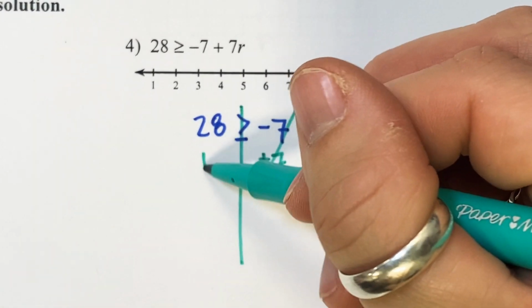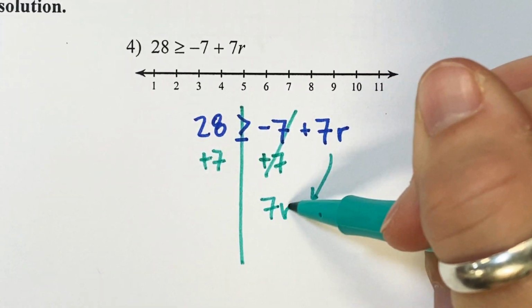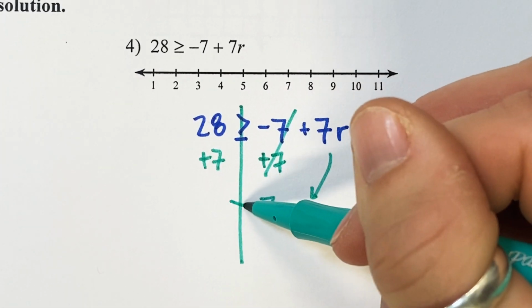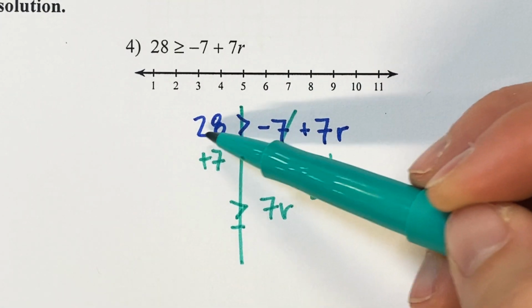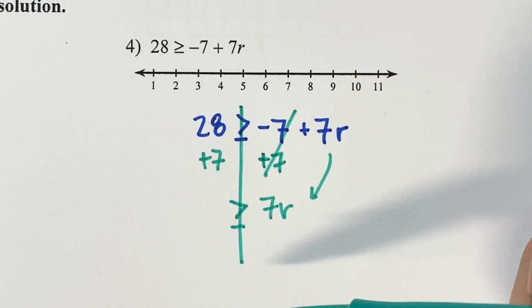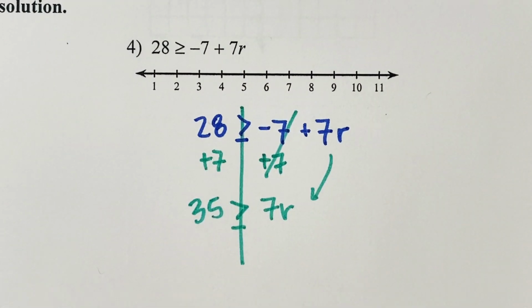Okay, so we got to do the same thing to both sides. Okay, bring down what's left. We have 7 times r is left. We still have our same sign. Okay, then what is 28 plus 7? It's going to give me 35. Okay, we are not done because my variable is not all by itself.